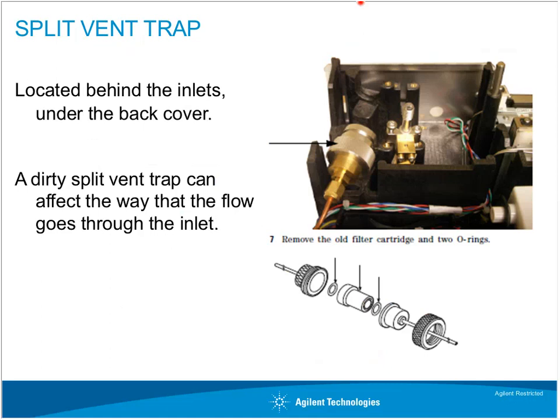Again, anyway. I did mention earlier on the split vent trap. This is actually kind of the picture of the trap. This is the trap holder. This sits behind the inlet, so your inlets would be down here. And so it's in this little cubby hole underneath that long plastic cover that goes over the whole back of the GC.